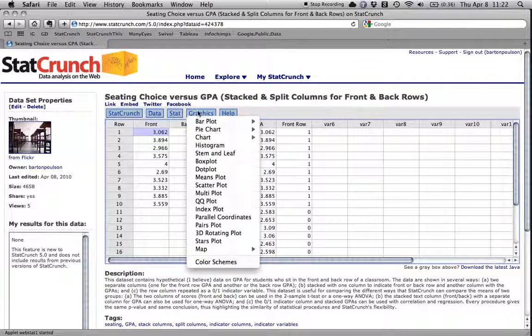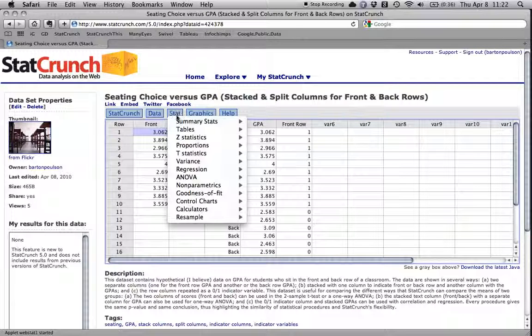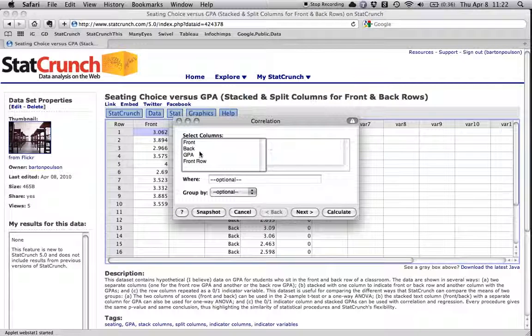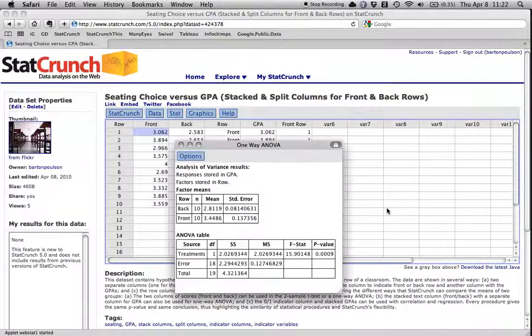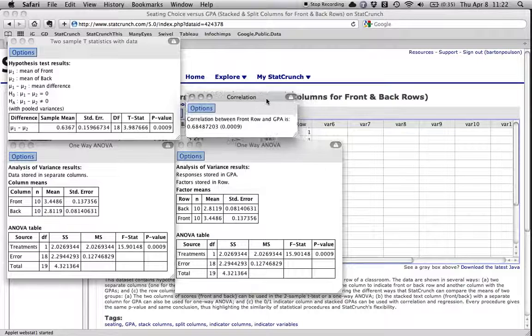So I can come over here to Stat, and I can go to Summary Stats, Correlation. And I can do whether they're in the front row, that's a 0, 1 variable, and their GPA. Now I'm going to want to go to the next page and click this two-sided p-value, and I do this. Okay, let's bring them all up again. Now I have a correlation of 0.68, so on, between sitting in the front row and GPA. And look at this. This is the p-value. It's 0.0009. It's exactly the same as here and here and here and here because they're doing the same thing.